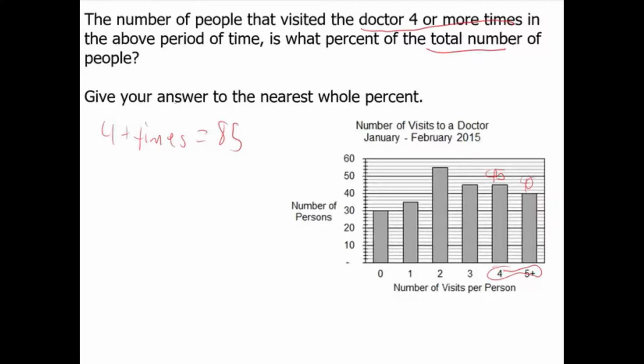So now we have to count all the people who did a doctor visit or who did not go to the doctor. Pretty much every bar that's represented in this chart. So here we see 30, 35, 55, and once again 45. So to 85, we already counted these two, they're out.